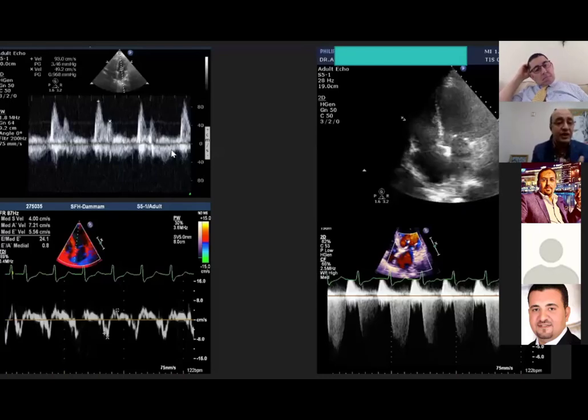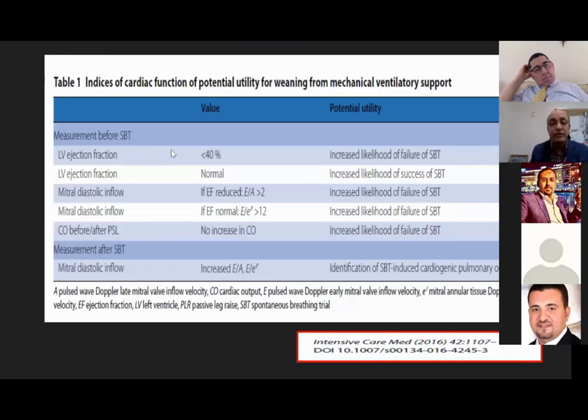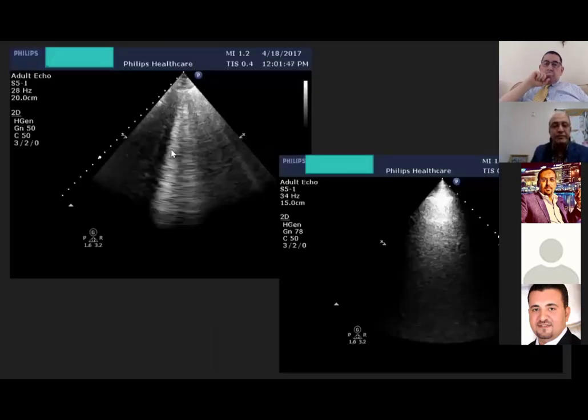The E to A ratio is high. E to E prime is 24, which indicates that the pulmonary capillary pressure is more than 18. So the lung will be filled here with water once you remove the positive pressure. So you have to maximize the cardiac function here before you attempt to wean.